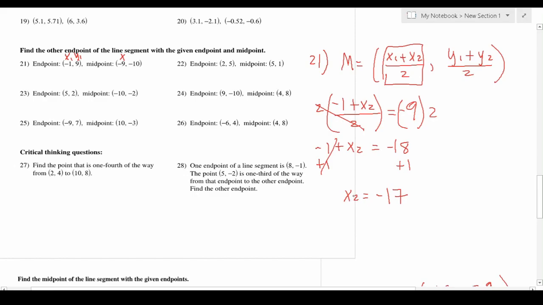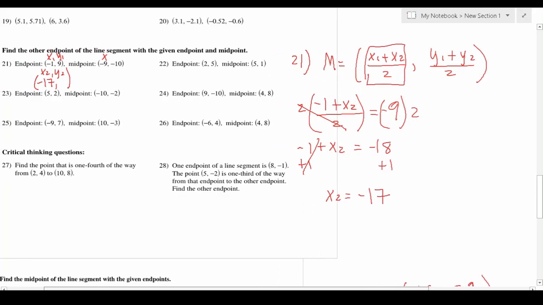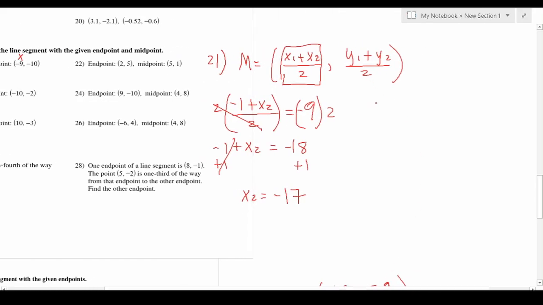So in other words, we're trying to find our other endpoint, which is going to be x2, y2. And we just found our x2. It's -17. So we're halfway there. Now we're just going to do the same thing to find our y value. Again, we're going to drop the brackets for a second so we can do the algebra. Our y1, if you remember, we labeled as 9. So let's plug that in for y1.